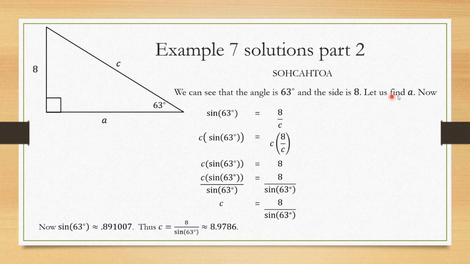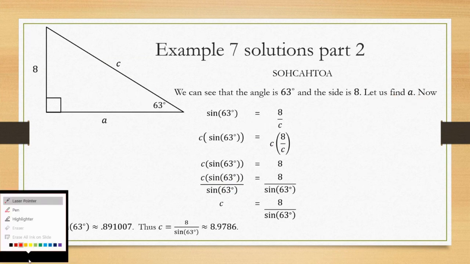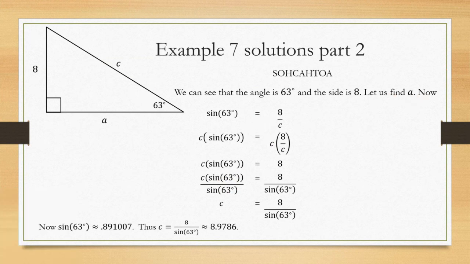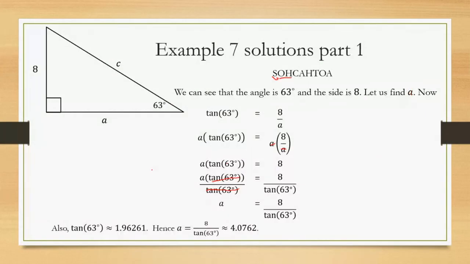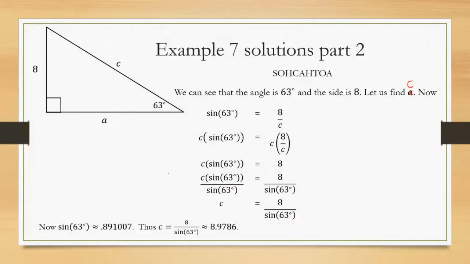I know that says let's find A, but really it should be C. Sorry about that. Sine of 63 degrees is 8 over C, opposite over hypotenuse. I'll let you figure it out. It's really the same steps as the previous one. You want to get C all alone, so you multiply by C, then you divide by sine of 63 degrees. It's the same steps, and this is what you get.